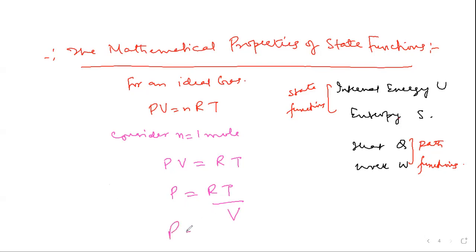Therefore, I can write P is a function of volume and temperature, which is equal to RT by V. Let me name it equation 1. Note, pressure P can be written as a function of two variables, as you have seen in this equation, volume and temperature.